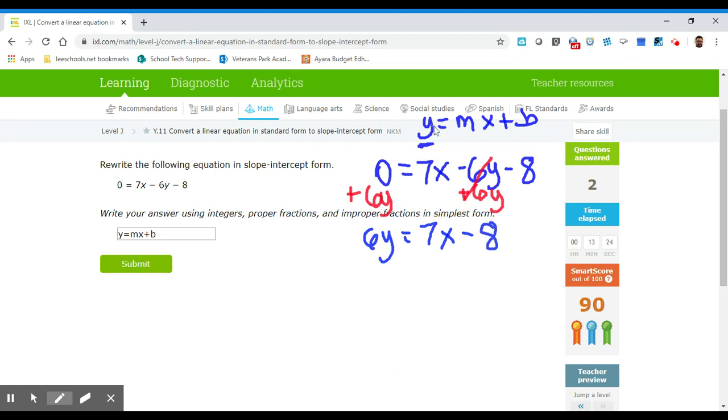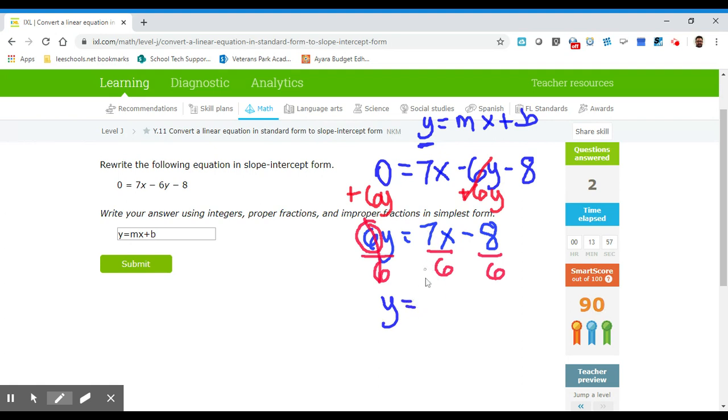It's starting to look like our slope-intercept form because the y term is on the left, and we have the slope and the intercept on the right. So we just need to get rid of this 6. Let's divide that out, and then we need to divide every single term on the right. This is gone, leaving us with just the y.